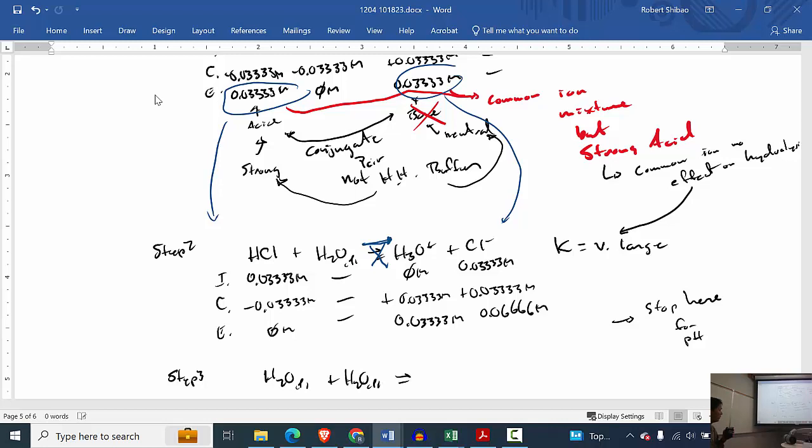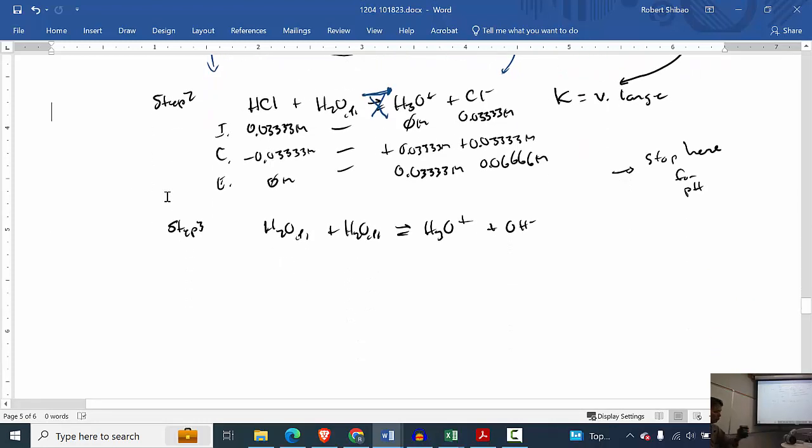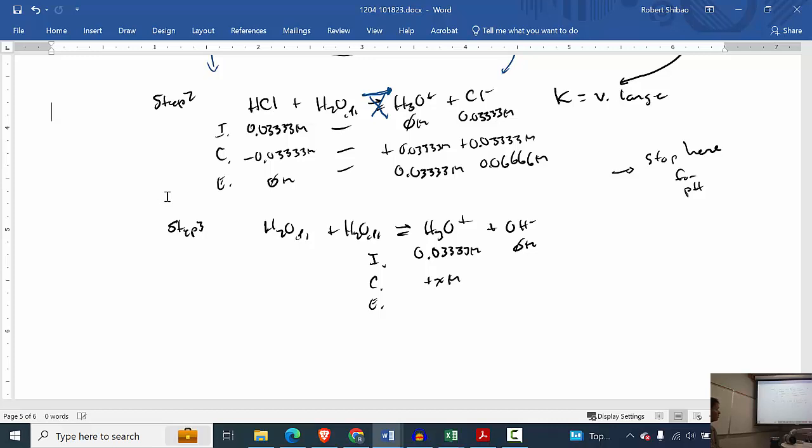Some people might say, okay, we're going to get another 10 to the minus 7 molar, because that's the concentration of hydronium in pure water. But due to the common ion effect, we're going to get a lot less. And so this would be a common ion type problem. The amount of hydrolysis, plus X and plus X here, is going to be a lot less.